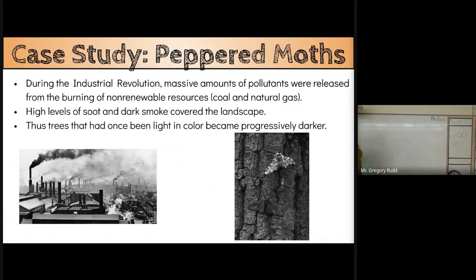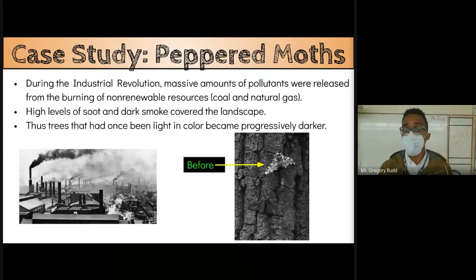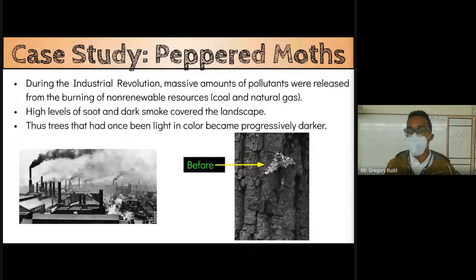A little bit. So as the trees get darker, which color moth has the better camouflage? The darker, the black moth, yeah. But it used to be the case that the trees before the Industrial Revolution were all white. So if the trees were white, then which colored moth had the advantage? The white moths, yeah.